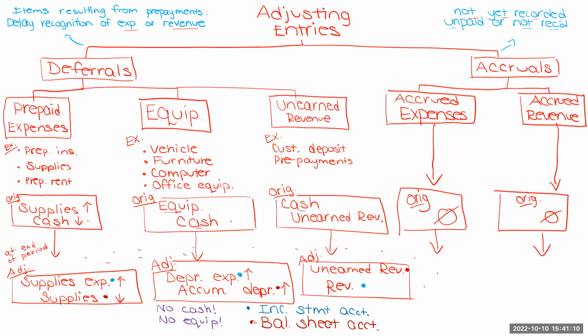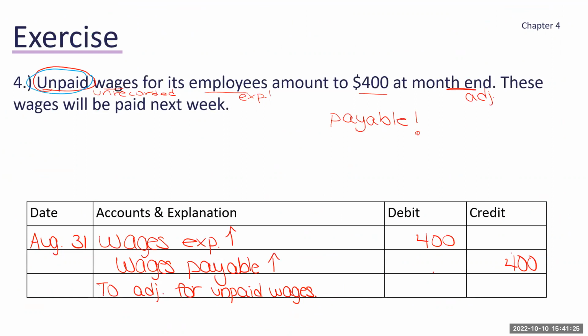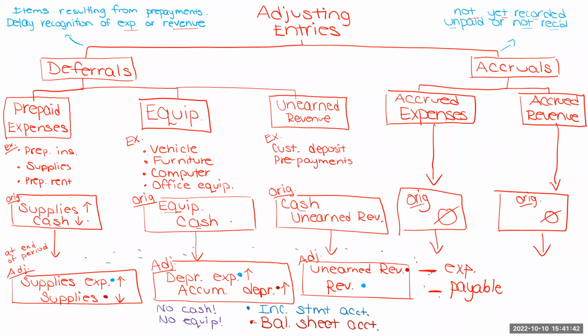The adjusting entry is going to be some sort of expense account that's debited and some sort of liability account that's credited. I leave it vague on purpose because you're going to customize it depending on what you're talking about. Here it was wages, so we did wage expense, wages payable. If we were doing interest, it would be interest expense, interest payable. It just depends. You're just going to have some sort of expense, some sort of liability.